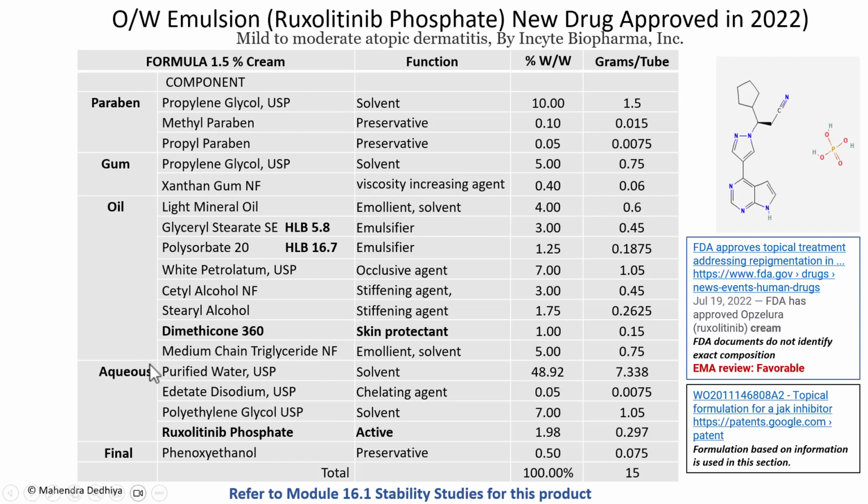That's an active. Aqueous drug phase is purified water, EDTA, polyethylene glycol, and the drug. Final is phenoxyethanol preservative. The percent weight to weight are given here, and grams per tube is given. Readers are advised to refer to module 16.1 for stability study of this product.